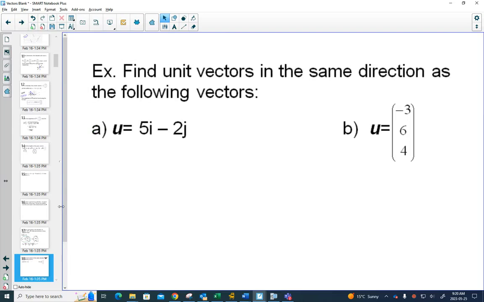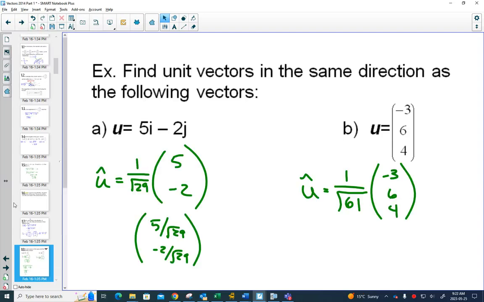All right, I'll get you to try these ones. Here are the answers. So first of all, you find the length. The length of u is the square root of 29. So then the unit vector will be 1 over the square root of 29 times what you started. You're just going to divide it into that section. And here the length is square root of 61. You divide it by that, and you get your length of 1.